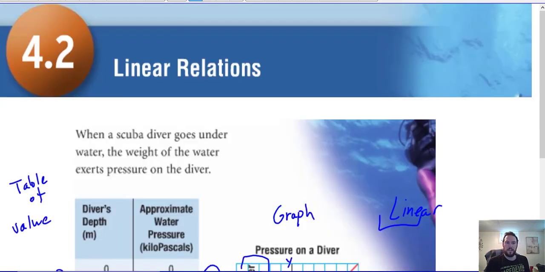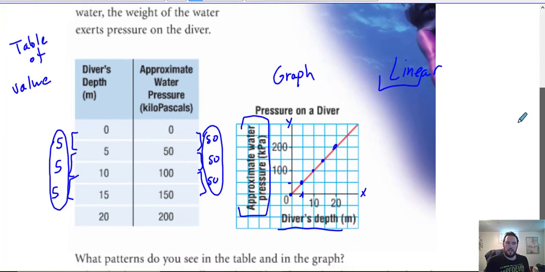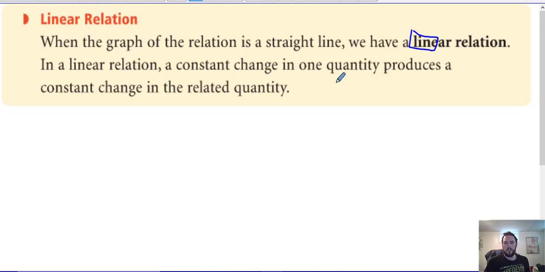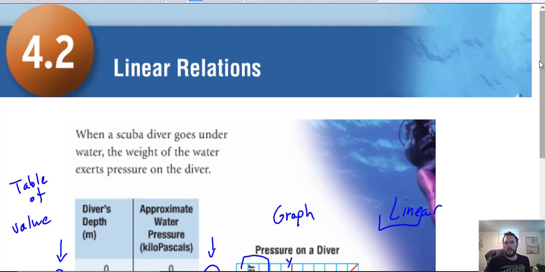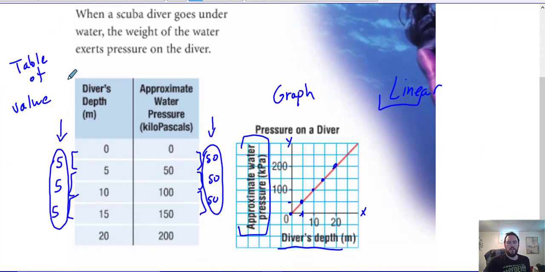So if we look back at our previous example, a constant change in the diver's depth produces a constant change in the water's pressure. And notice how it said one of the quantities and then the related quantity, because in the previous video, I talked about independent versus dependent variables. And this is that idea where we are going to approximate the water's pressure based on the diver's depth, because usually that's how we think about it.